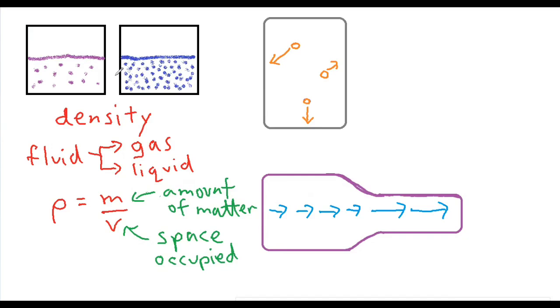So if you take a look at these two, there's a clear difference. You see a lot more particles or molecules in this blue liquid. Therefore, it has a higher density because it just has more matter packed in the same amount of space.